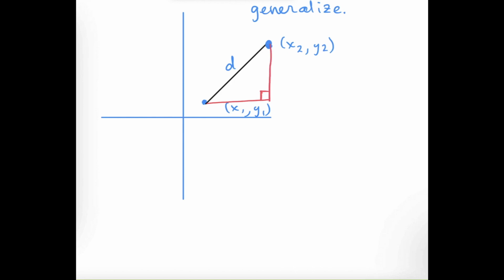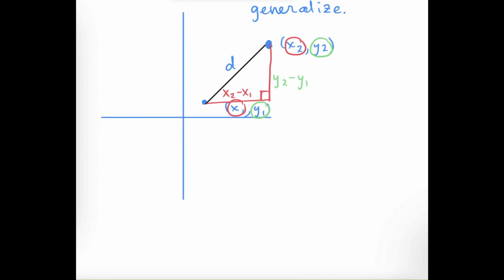And now in order to determine the length of these legs, again, what we're going to have to do is say the second x value minus the first x value. So that's x2 minus x1 is the length of that horizontal leg. And the length of the vertical leg is going to be y2 minus y1, and that's how we'll get that part.